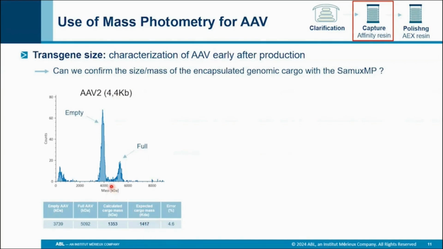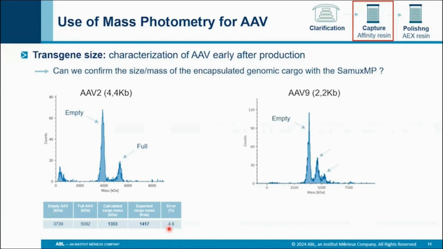And here what we did is we took the average mass of the empty peak and the average mass of the full peak, and then you can easily calculate the average mass of the cargo. And here, actually, we found 1,353 kilodalton, which is very similar to the expected mass, with a percentage of error less than 5%.